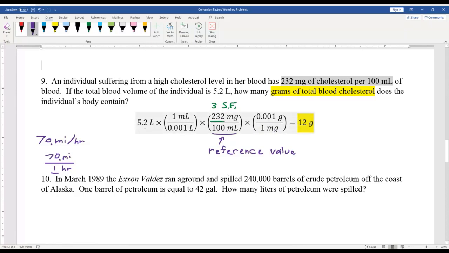So if I had 5.247, that would be 4 sig figs to start. I would still have had to stop myself at 3 sig figs because of the 232 milligrams per 100 milliliters. But the 100 milliliters would not have dropped this to 1 significant figure. A little bit complicated, but does that make sense?